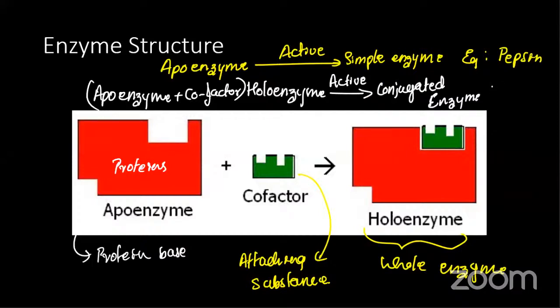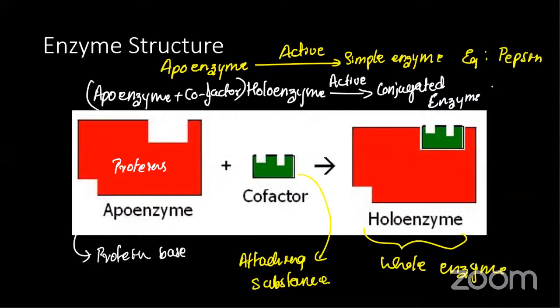What is the cofactor made up of? This cofactor is again divided into three types: one is the prosthetic group, another is the coenzyme, and another is the metallic ions. We will learn what those are and how they differ in tomorrow's class. I will repeat this: enzyme structure will also be in tomorrow's class. Just watch it. If you don't understand, no need to worry.